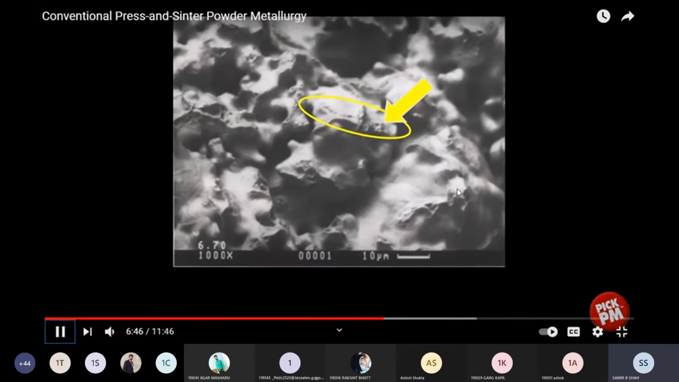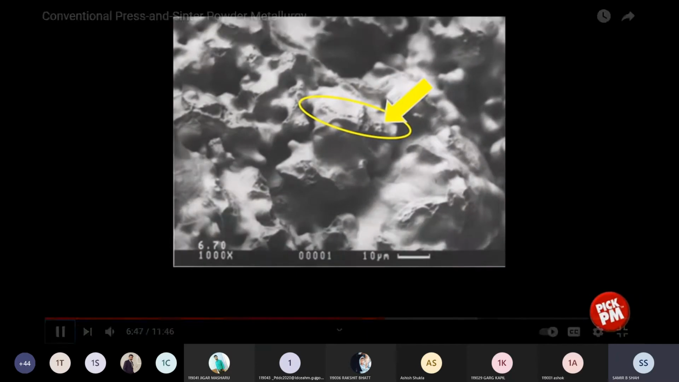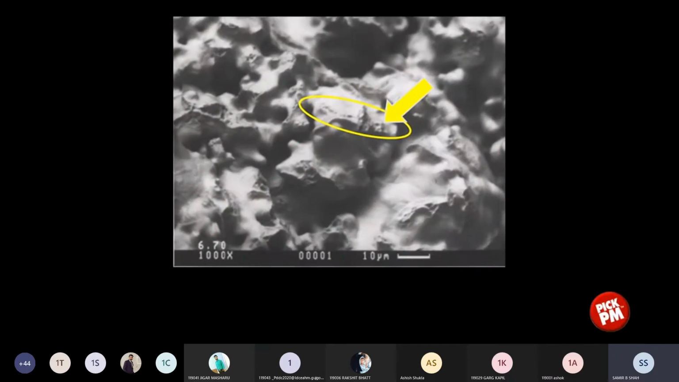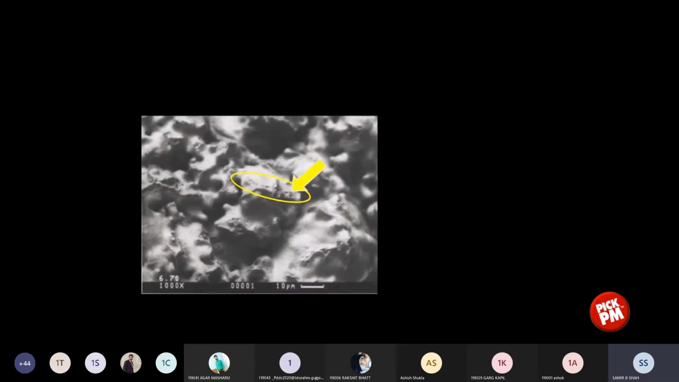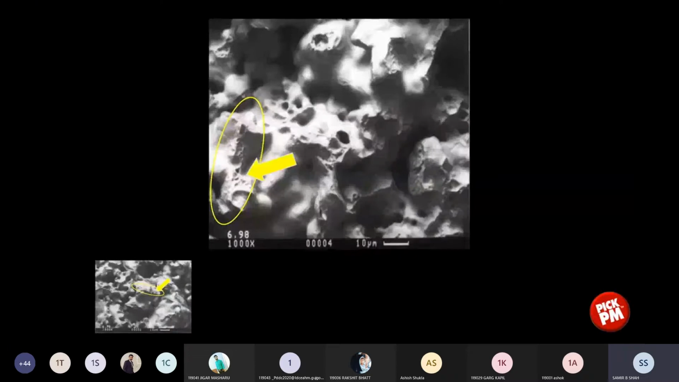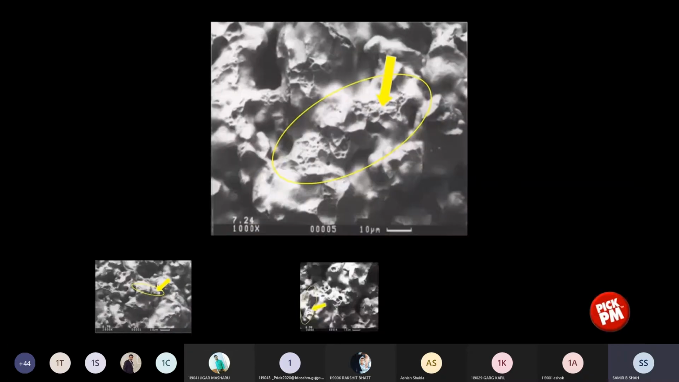In this graphic, we see the part was pressed to a fairly low density of 6.7 grams per cubic centimeter. And we increased that density to approximately 7.0. And to the far right, we have increased the density to 7.2 grams per cc. And what you can see in the yellow oval is the fracture surface. This is where the powder particles were in contact with each other.